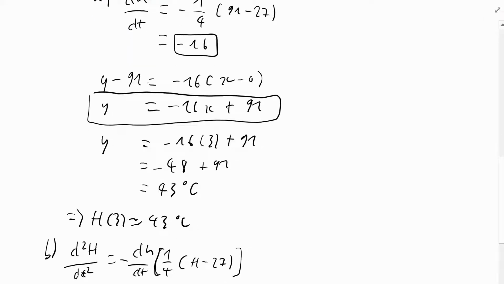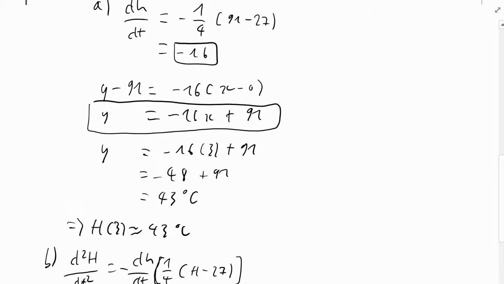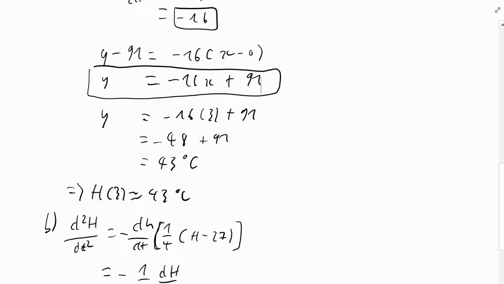We have the initial condition: at t equals 0, h equals 91. So we construct the tangent line: y minus 91 equals negative 16 of x, and so y equals negative 16x plus 91, right? And we plug in 3 for x, which here is t. We plug in 3 and get negative 48 plus 91, which equals 43 degrees Celsius.